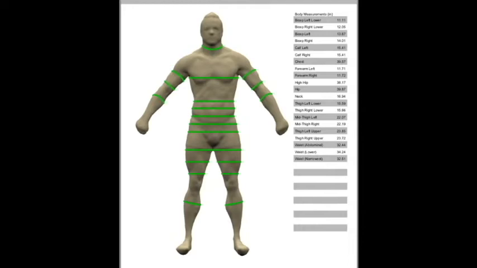Bicep left, bicep right are 13.67, 14.01. My left is only smaller than my right, which is weird because I'm left-handed. Okay, calf left, calf right, they're both 15.41 inches. Chest, 39.57. Where is my waist? Waist, abdominal.